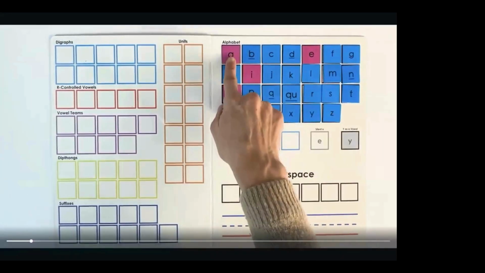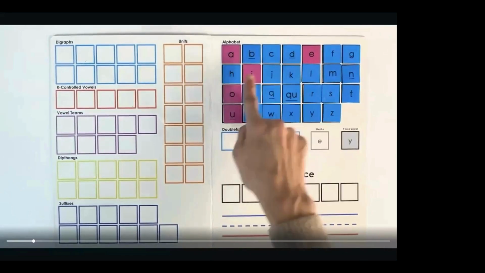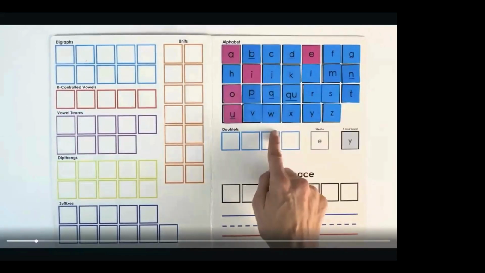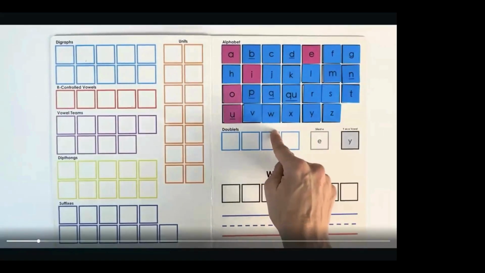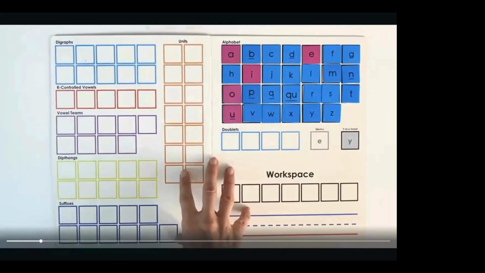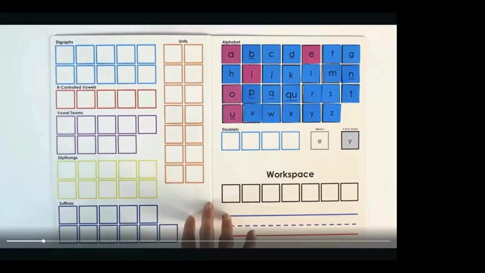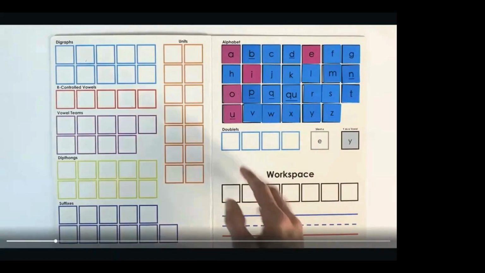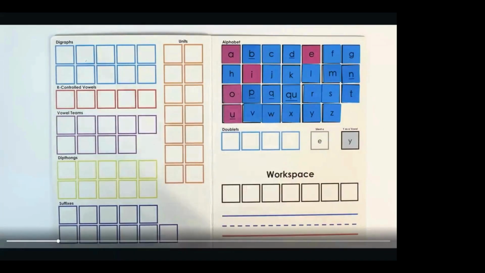And you'll notice that we've got our vowels in pink and the consonants in blue. And each student will have their own magnet board and their own set of magnets. And as the teacher, you might be modeling this under a document camera or on the board. But it's really important that each student has their own board and magnets, and they're able to touch and move the letters on their own.